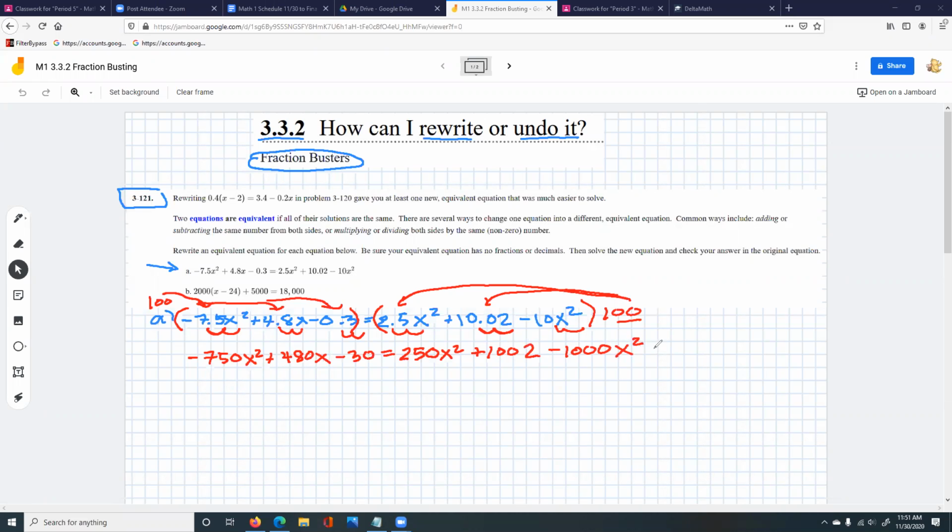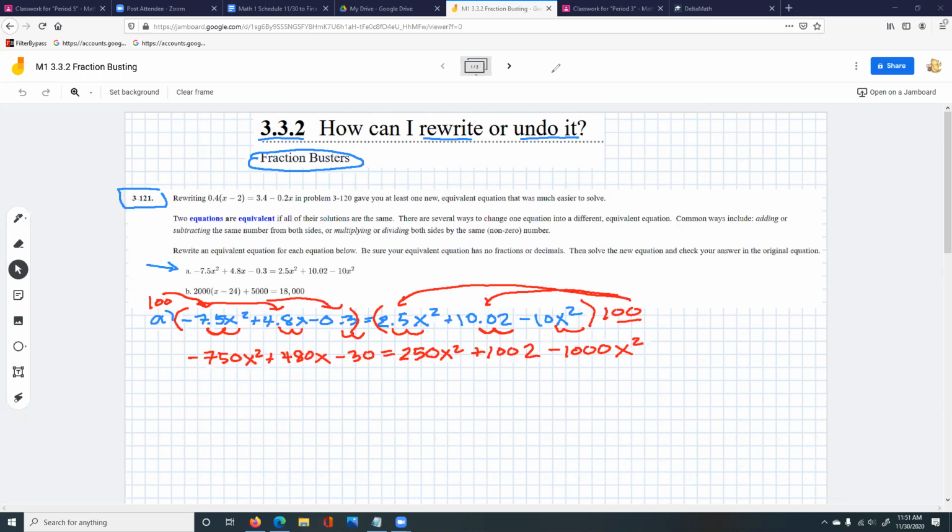Okay, so you see all the decimals are gone now because we multiplied by a factor of 100, because we needed to move this decimal 2 places. We only needed to move the other ones 1, but to get rid of that one, we multiplied everything by 100. So decimals are gone.